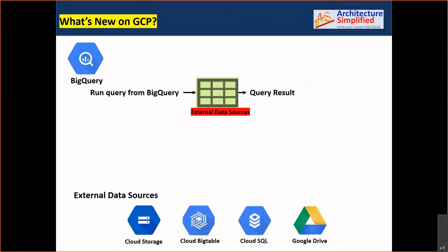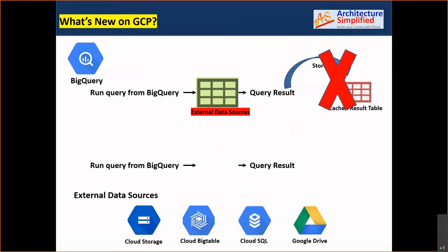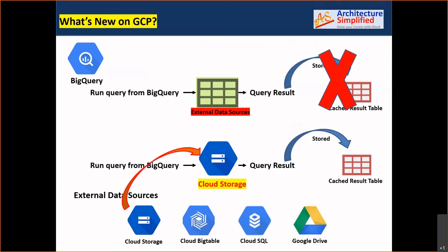Earlier, when you ran queries from BigQuery on the data stored on these sources, you could not cache the query result. But after the new update, you can cache the query result even if the data is stored externally, but only if the data is stored in Cloud Storage. For other external data sources, you still can't cache the query result.